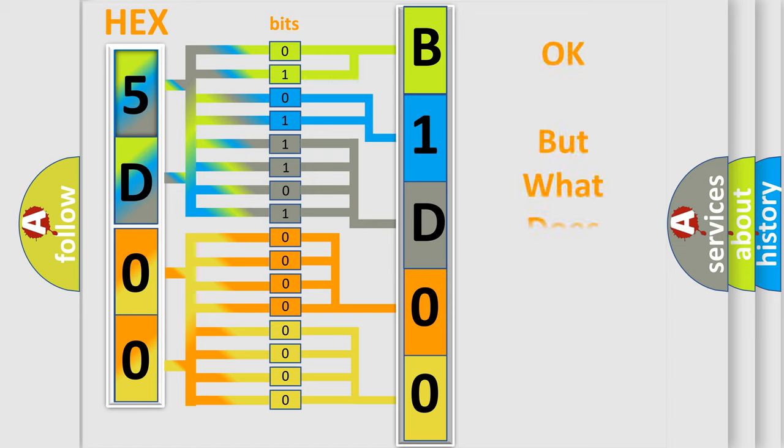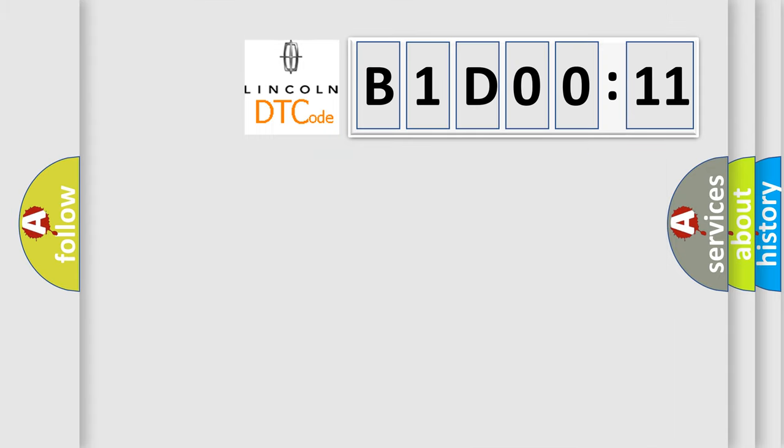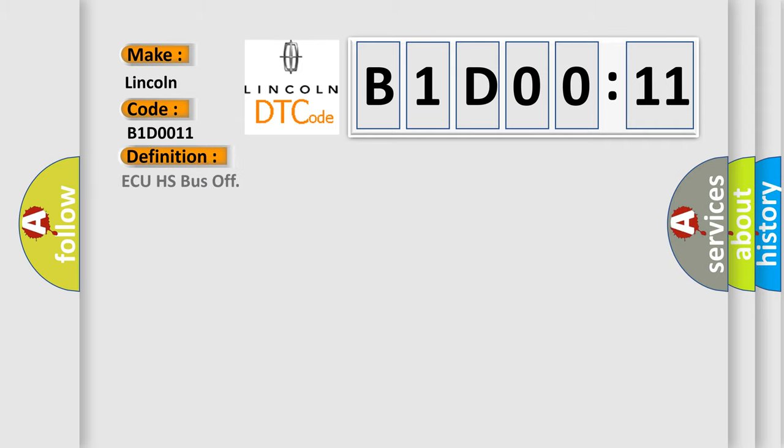The number itself does not make sense to us if we cannot assign information to what it actually expresses. So, what does the Diagnostic Trouble Code B1D00-11 specifically mean for Lincoln vehicles? The basic definition is ECU HS Bus Off.